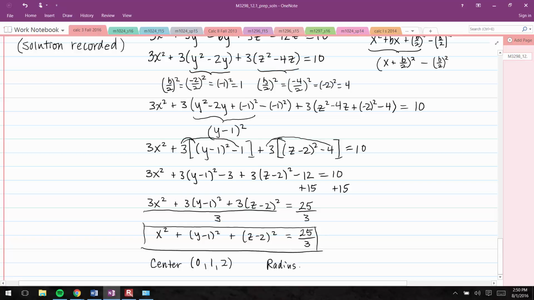The radius, remember it's r squared on the right side, and so if we take the square root, we're going to have 5 over square root of 3, which is good enough, but if you want to be real fancy and simplify here, no root in the denominator, in other words, we can multiply by square root of 3 over square root of 3 and get 5 square root of 3 over 3. So, looks good, and we're all done.